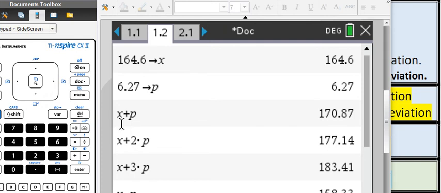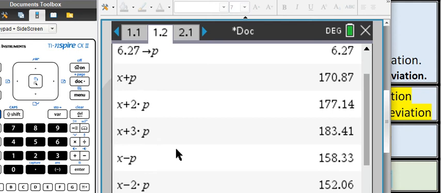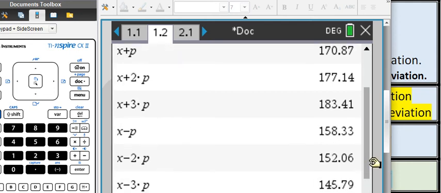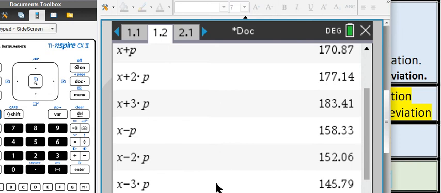So if I add one standard deviation to the mean, I'm at 170.87. When I add two standard deviations, I'm at 177.14. When I add three, I'm at 183.41. So now I have four pieces of data for my table. Let's go to the other side of the mean. So x minus p, one standard deviation to the left, brings us 158.33. Two standard deviations, three standard deviations. We'll put all this onto our model.